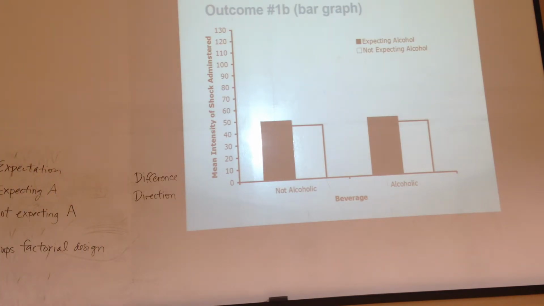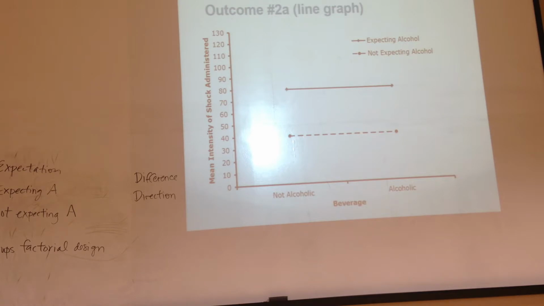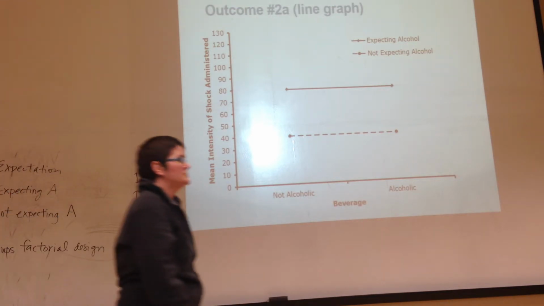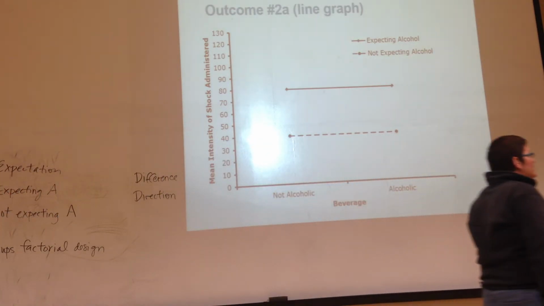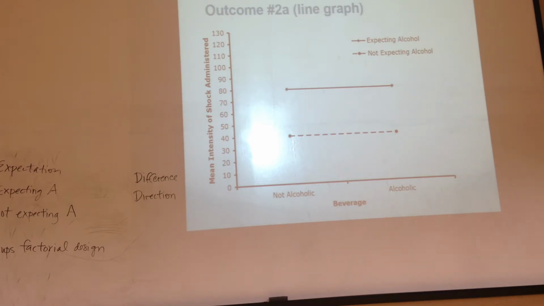All right. Here's another line graph. Different pattern. So let's think back to line graphs. Okay, does it look like we might have an interaction? Yes or no? Yes. What does interaction mean? When things interact, what happens? They touch, come together, right?